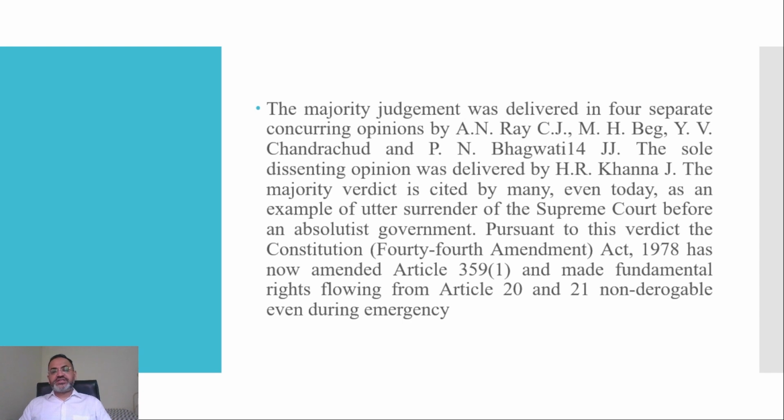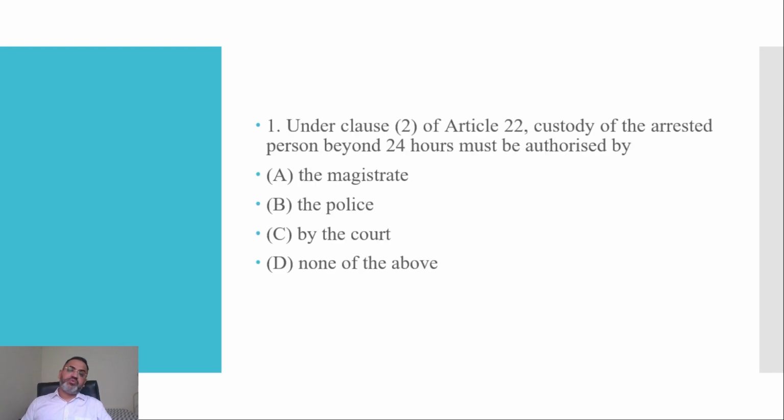The majority verdict is cited by many even today as an example of utter surrender of the Supreme Court before an absolutist government. Pursuant to this verdict, the Constitution 44th Amendment Act in the year 1978 has now amended Article 359 Clause 1 and made fundamental rights flowing from Article 20 and 21 non-derogable even during emergency. That's an important development. Now we'll see a few questions based on this passage.